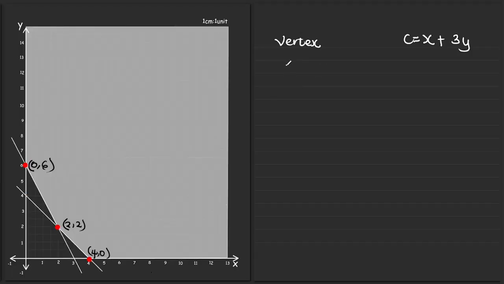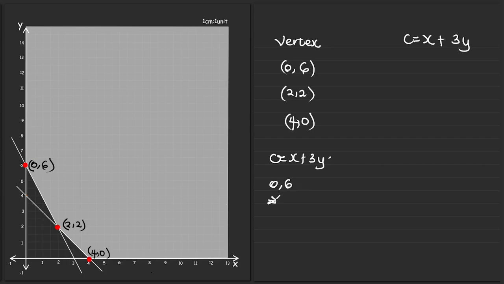So on our vertex, we have what? 0, 6, then 2, 2, and then 4, 0. So we are evaluating the objective function x plus 3y on all these points. So let's start with 0, 6. For 0, 6, we have our c being equal to x is 0, so 0 plus 3 into bracket y, where y is what? 6. So we have 0 plus 18. So that gives us 18 at the objective function. Then we come to 2, 2.